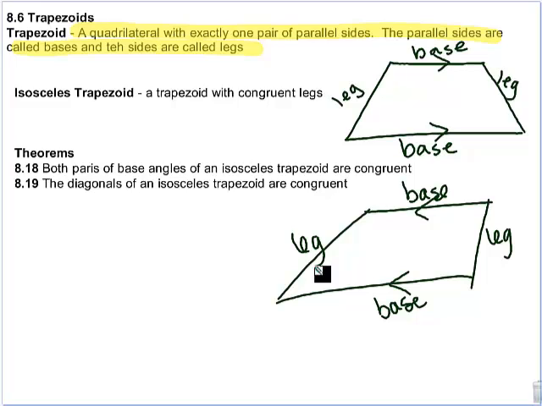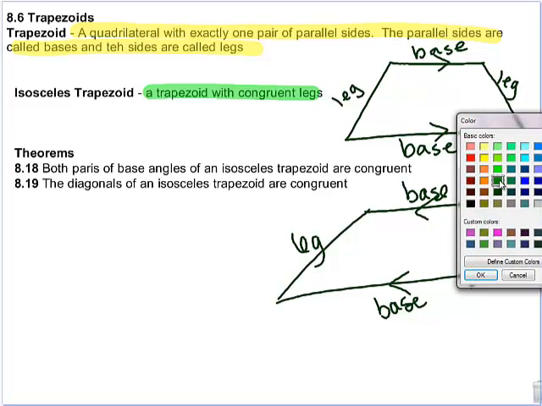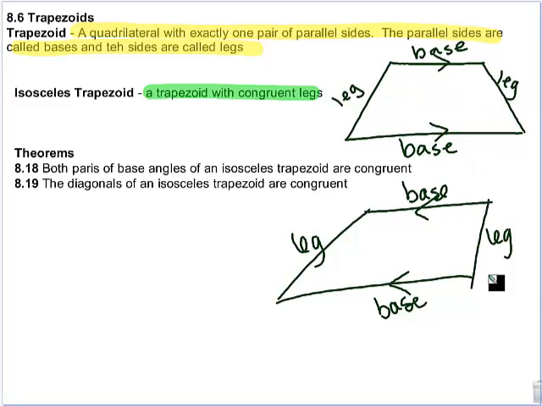An isosceles trapezoid is a trapezoid with congruent legs. So what can I mark on here to make this into an isosceles trapezoid? Yep, I can put tick marks on the legs, and now this is an isosceles trapezoid.